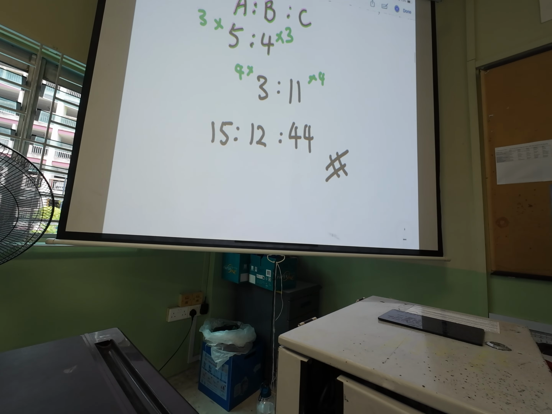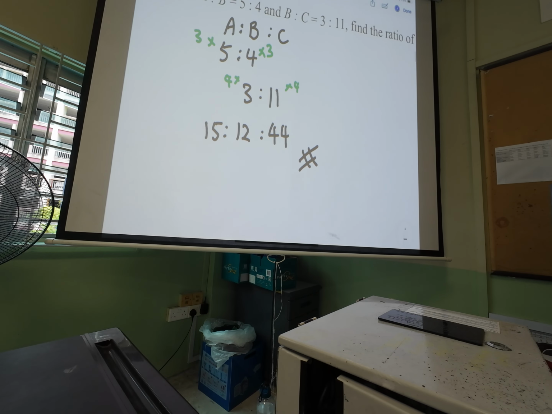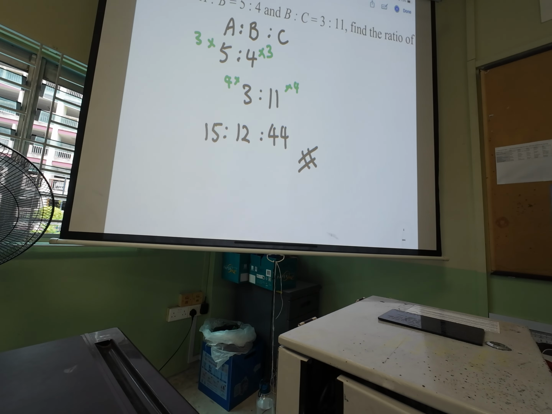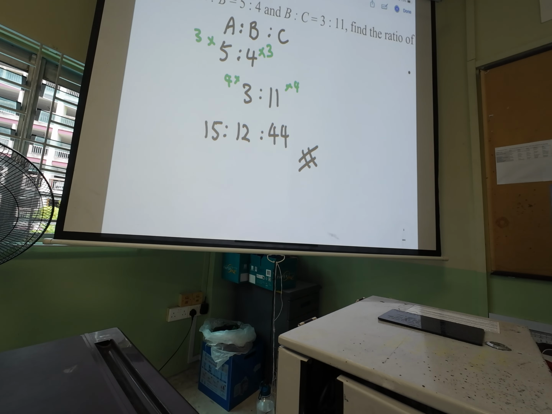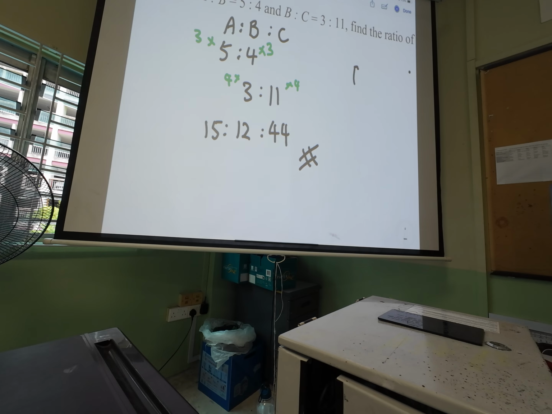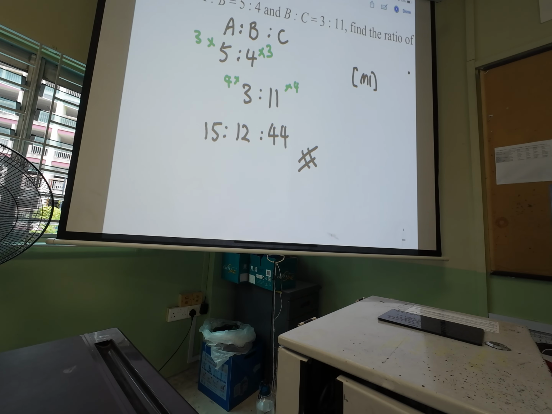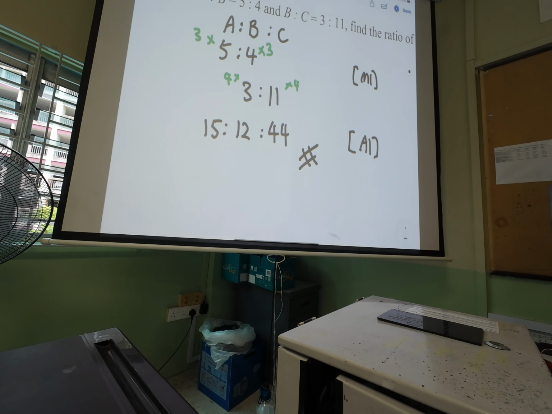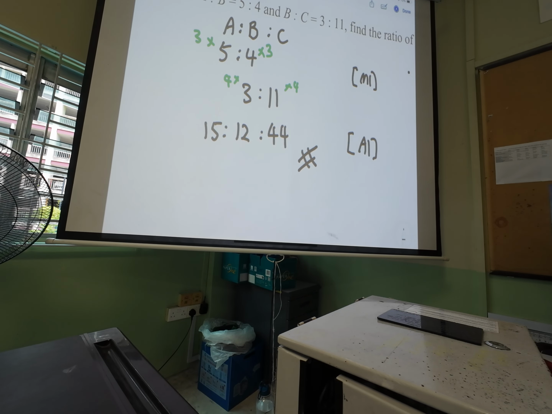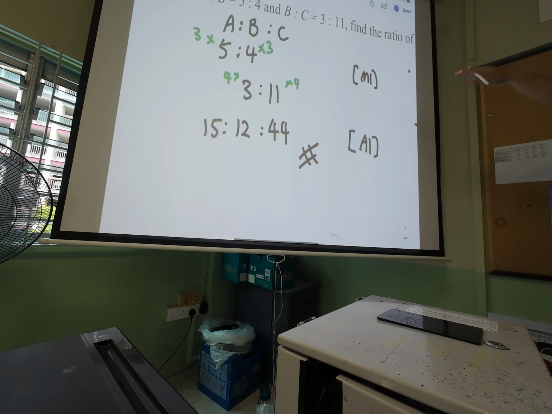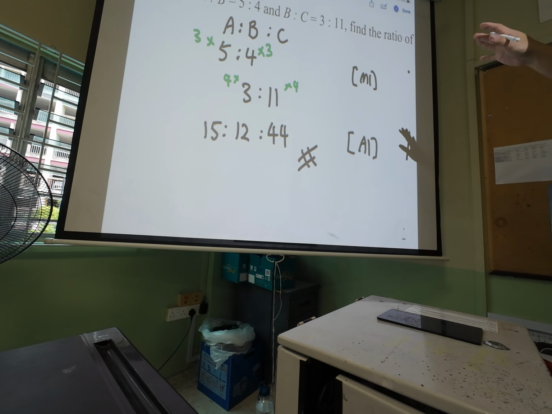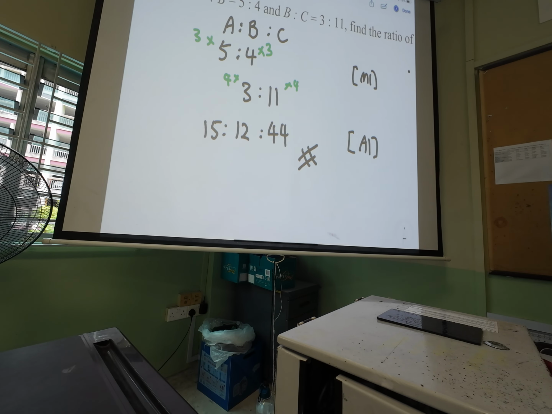Okay? Showing that you know you have to make common multiple 12, you get 1 mark. By multiplying the whole line correctly. Then to get the final answer, 1 more mark, so 2 marks. Okay? This one is also considered an easy question. Must be able to get.